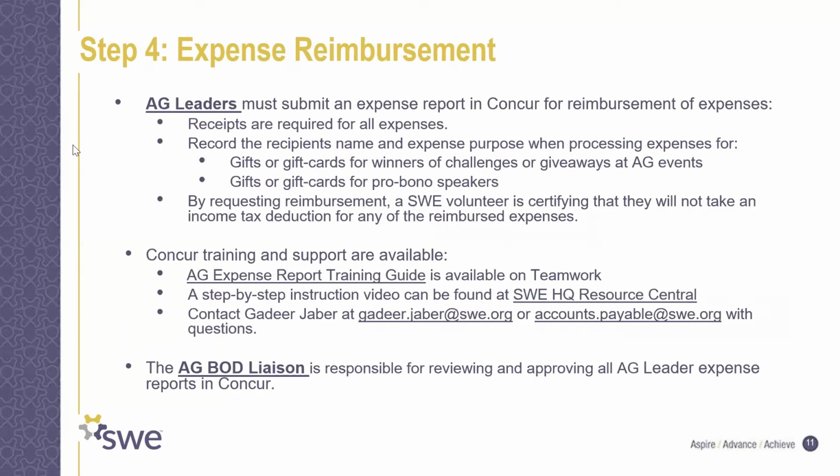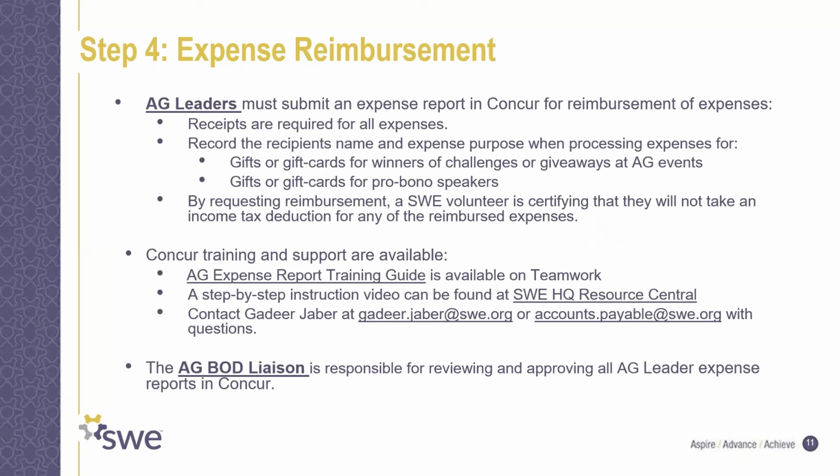Once expenses have been incurred, an expense report can be processed in Concur. The Affinity Group Expense Report Training Guide provides AG leaders with specific instructions on how to process an expense report. This training can be accessed on the SWE AG Teamwork site. A video that provides step-by-step instructions is also available at SWE Headquarters Resource Central.